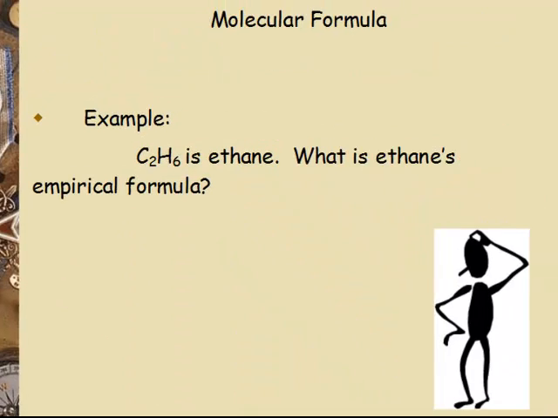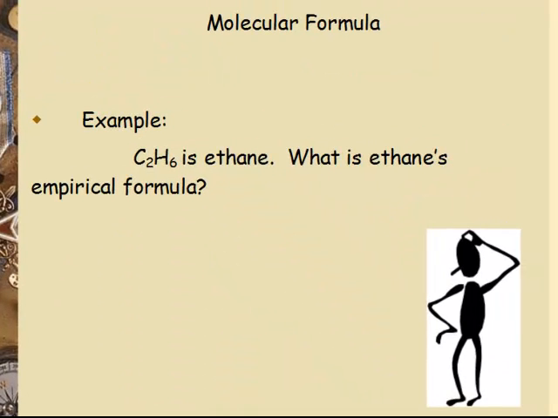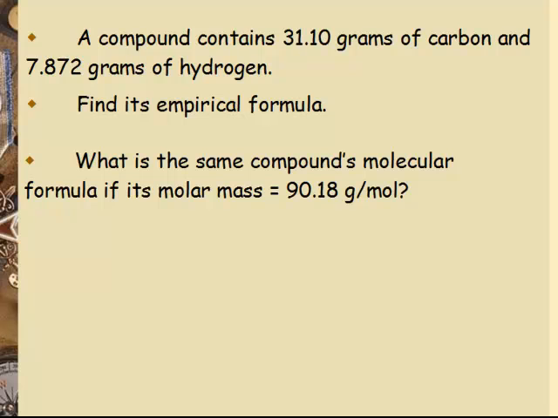One more of these before we do that, and that is ethane. Ethane is another carbon to hydrogen bond, and it is C2H6. So the reduced form of that would be CH3. So that's called the empirical compared to the molecular. All right, so here's an example. A compound contains 31.10 grams of carbon, 7.872 grams of hydrogen. First, find the empirical formula. Then find the molecular formula, and there's that additional piece of information we need, which we'll get to in a second. All right, so let me solve this.